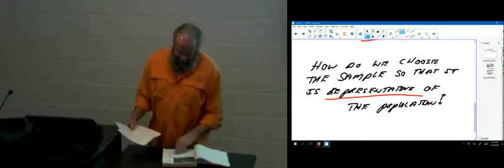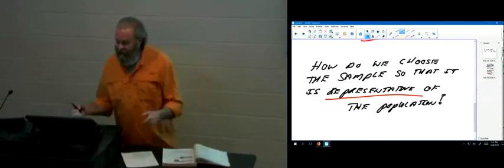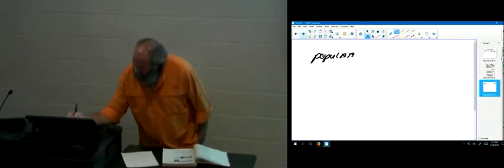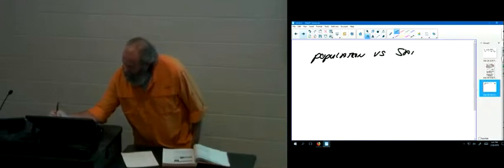So here's the thing. I'm on page 206 in your book, and there are 3 definitions here. All right, and they're going to talk about the population, this large group, versus the sample, the small group.